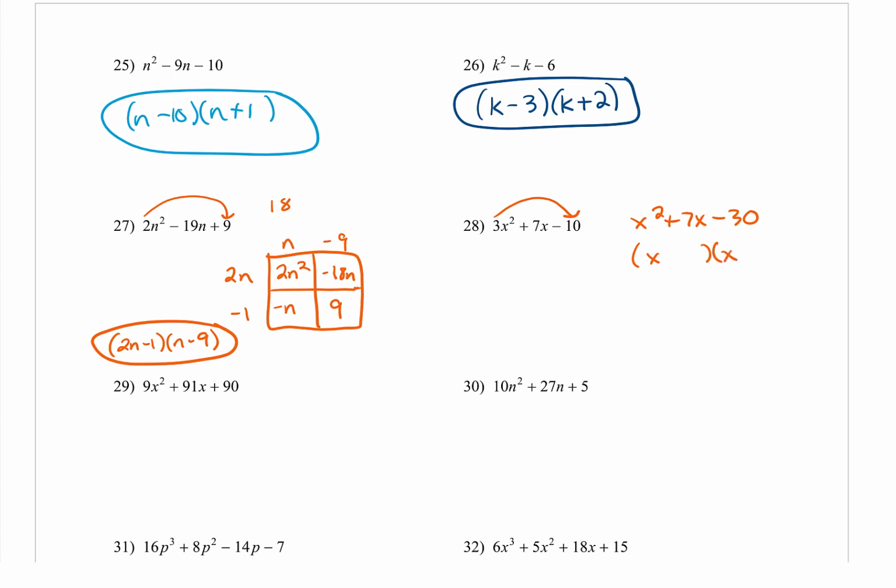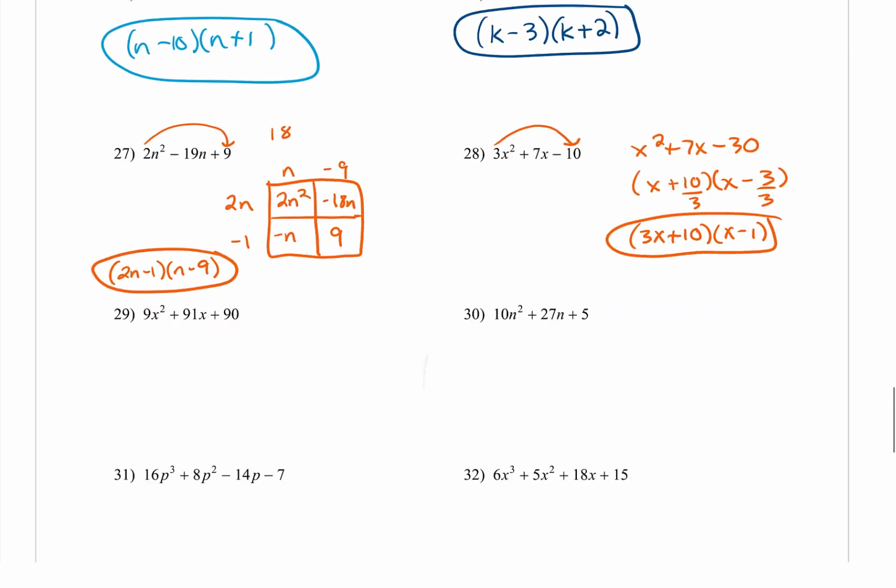On this one, you actually move the 3 over to negative 10 and multiply. You factor like what we were doing a second ago, so what multiplies to get negative 30 and adds to get 7. But then we divide those 2 numbers by 3. If it doesn't divide, we put the 3 in front of x, and if it does divide, then we just go ahead and simplify, and that gives us our 2 parentheses.